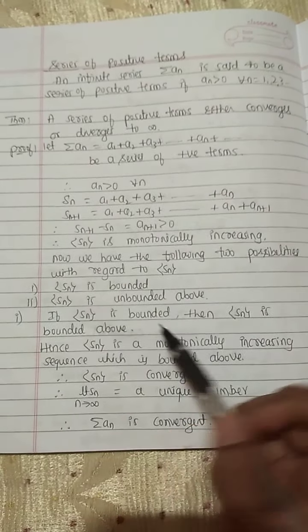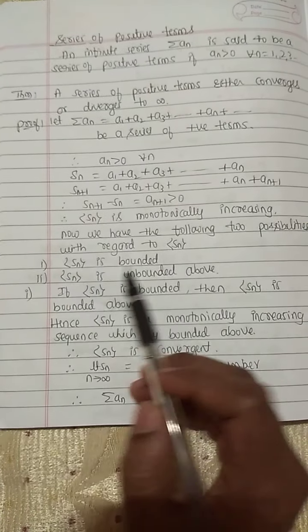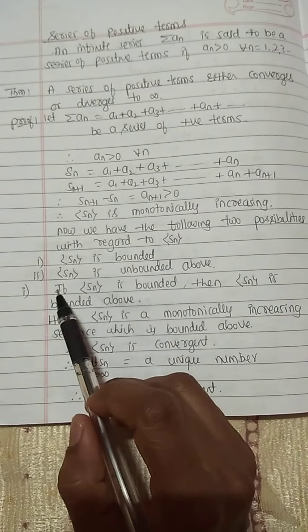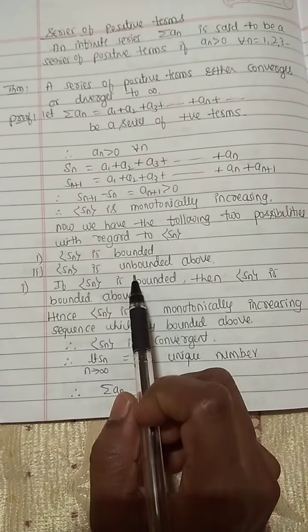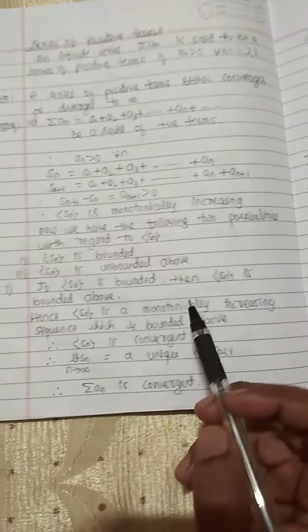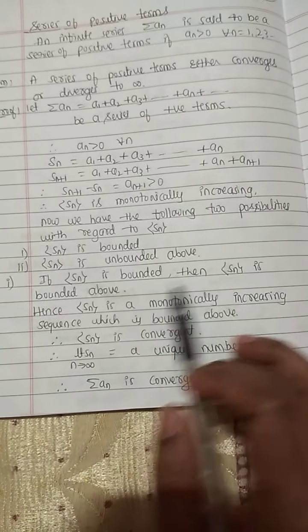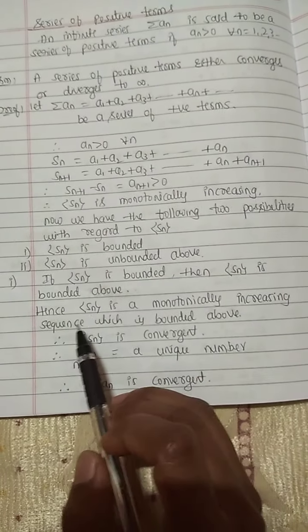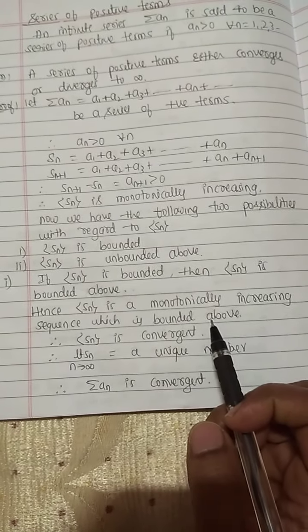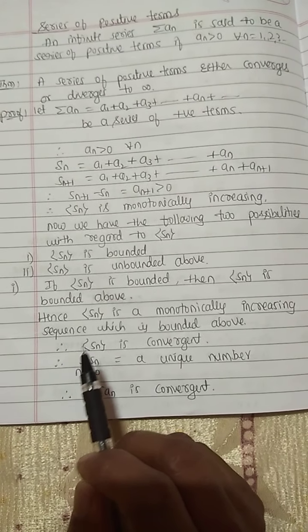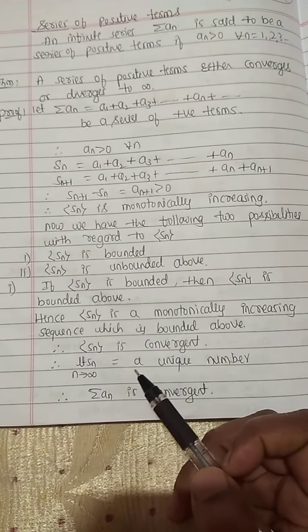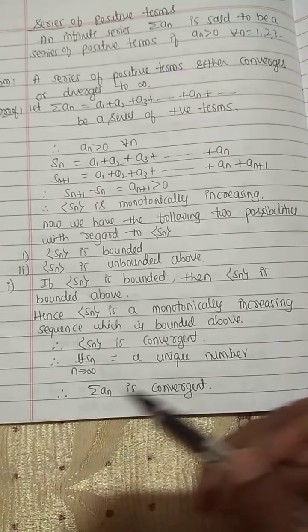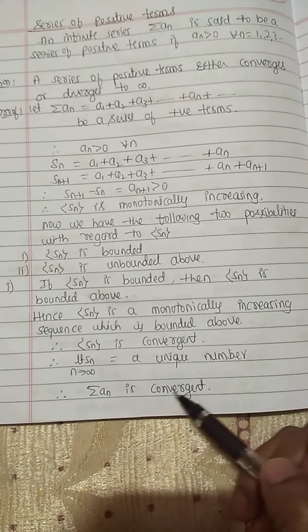Now we have the following two possibilities with regard to the sequence Sn. That is, the sequence Sn is bounded, or the sequence Sn is unbounded above. If the sequence Sn is bounded, then it is bounded above, no doubt. Bounded means both bounded above and below. Hence, the sequence Sn is a monotonically increasing sequence which is bounded above. From the previous theorem, we can say the sequence Sn is convergent. Therefore, limit of Sn as n tends to infinity equals a unique real number. Therefore, summation an is convergent.